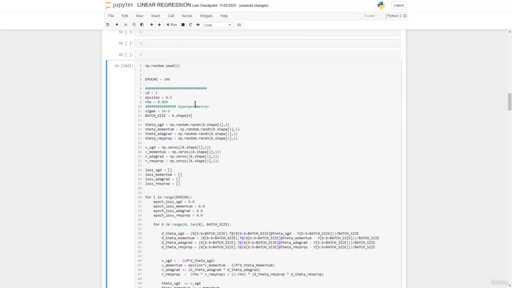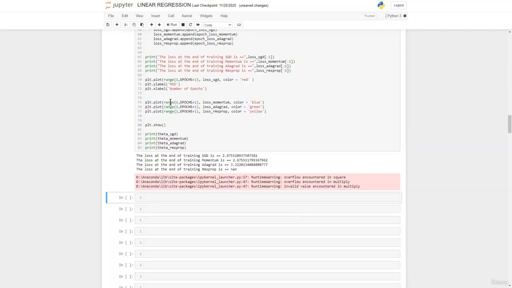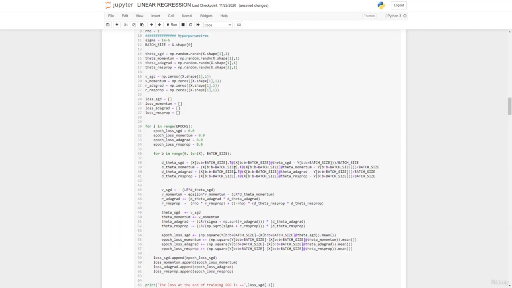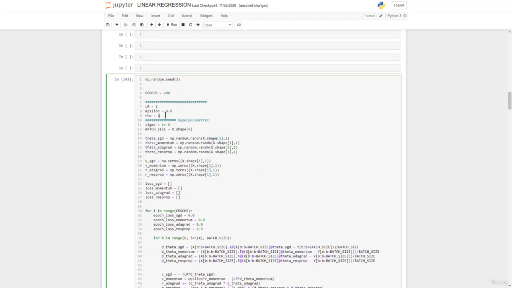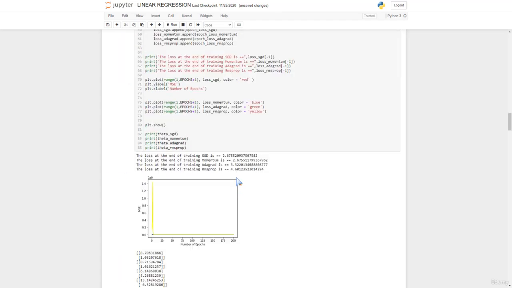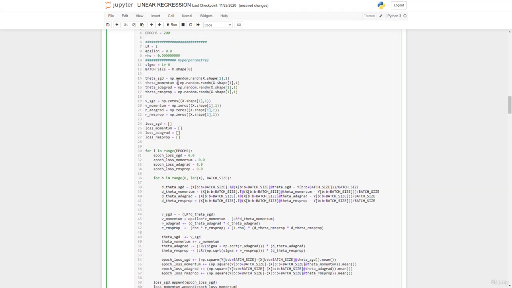Now let's take rho to be 1. Let's see what it gives us. See, we have this. Let's increase this, let's say we have this. So we see that even that doesn't give us the best results. So 0.999 kind of has the best results.